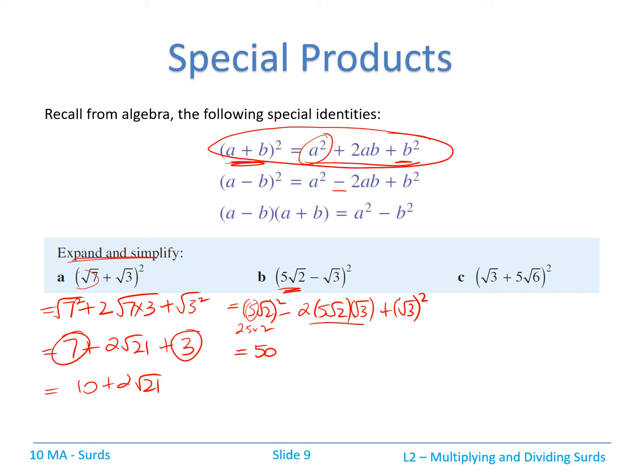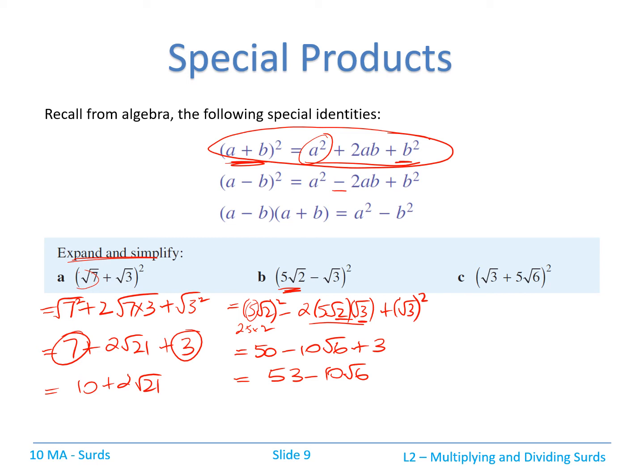Here, we end up with 2 times 5, which is 10, negative 10. Under the square root, we've got root 2 times root 3, which is root 6. And then I've got plus, and I've got root 3 squared, which we know is just 3. So we get 53 minus 10 root 6.